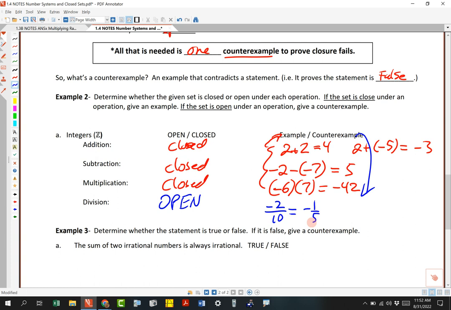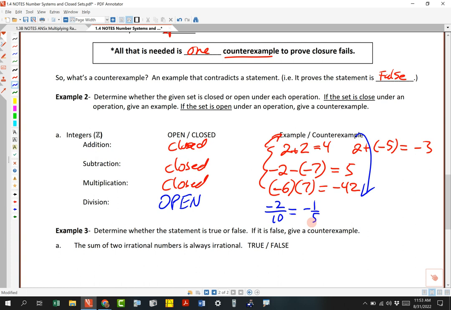Now, if I were to flip that over, 10 divided by negative 2, I get a negative 5, right? There, I just divided two integers and I got an integer, so it should be closed. Is that true? Okay, listen very carefully.